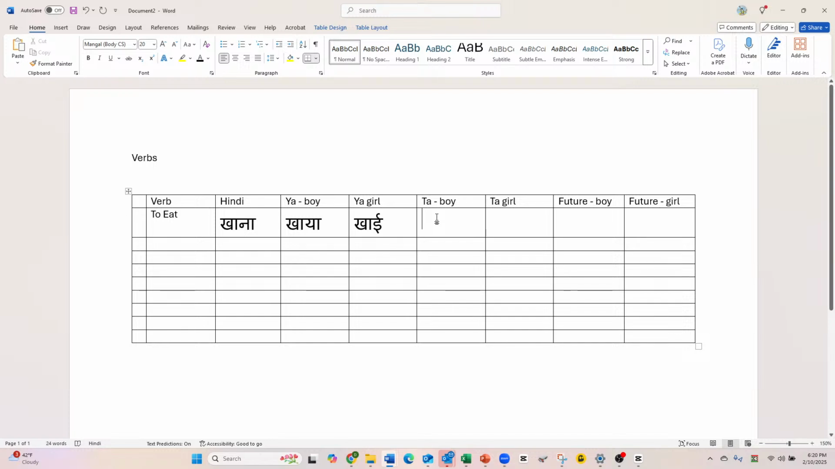Okay. Ta form for a boy. खाता. Khata. Ta form for a girl. खाती. Khati. Future tense for a boy. खाएगा. Khayega. Future tense for a girl. खाएगी. Khayegi. Okay, got it?